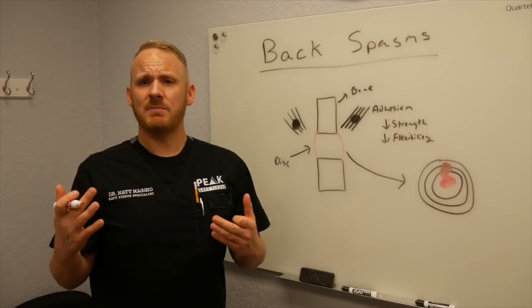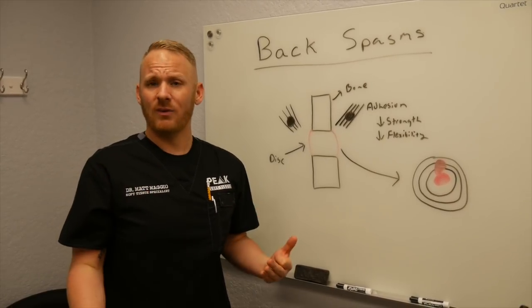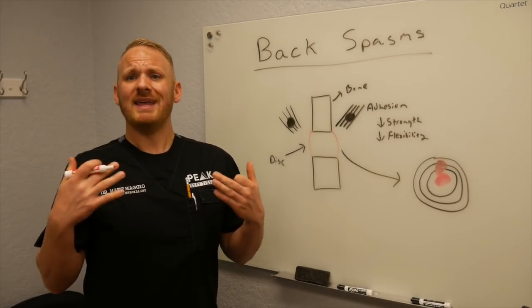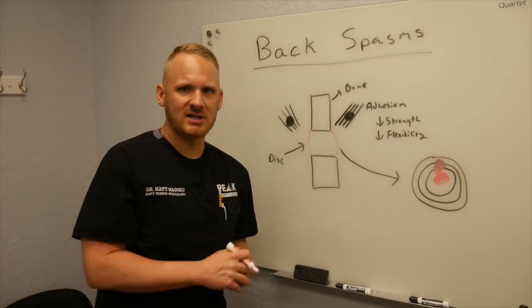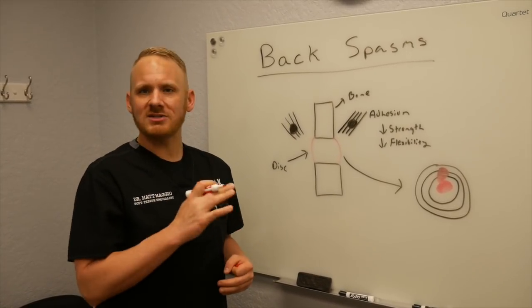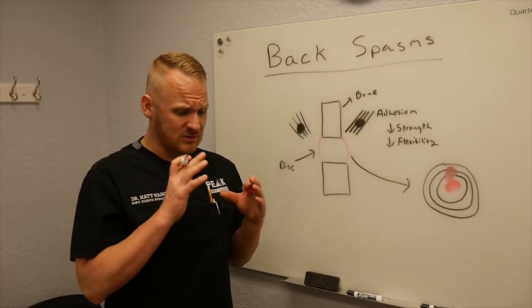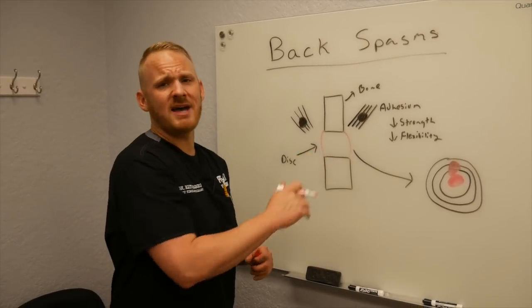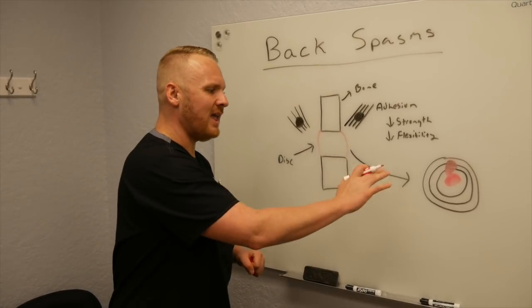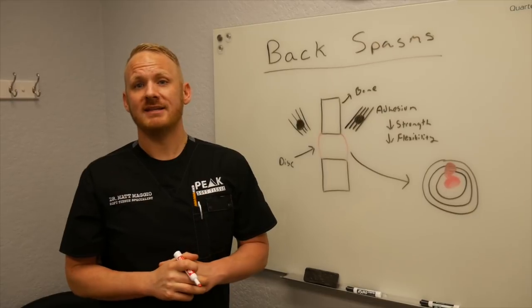So when you have a spasm, the best thing to do is to get in a relaxed position, lay down, and let it chill out. If you get in there and try to stretch it, roll it, adjust it, you're actually going to make it feel a lot worse. It might make you temporarily feel better, but that spasm is happening for a reason, because it's trying to protect that disc from getting any worse.